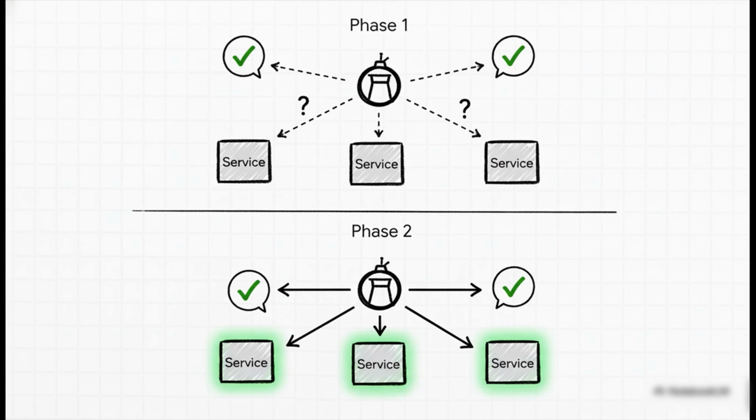Now, the old school way of solving this was a protocol called a two-phase commit, or 2PC for short. You can think of it like a really strict traffic cop for transactions. It works by making sure every single service says, yes, I can do this, before anything is actually finalized. It absolutely guarantees consistency, but it comes at a massive, massive cost.